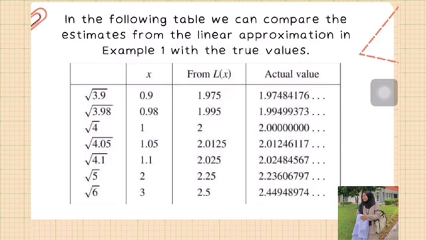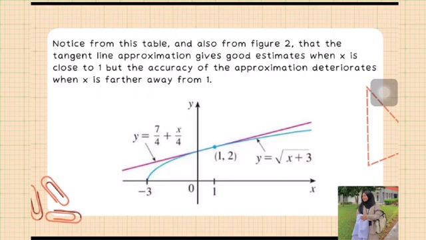Of course, a calculator could give us an approximation for, say, square root of 3.98 and square root of 4.05, but the linear approximation gives an approximation over an entire interval. Notice from this table and also figure 2 that I explained earlier, the tangent line approximation gives a good estimate when x is close to 1, but the accuracy of the approximation deteriorates when x is further away from 1. So we can see two lines here, a blue line and a pink line.